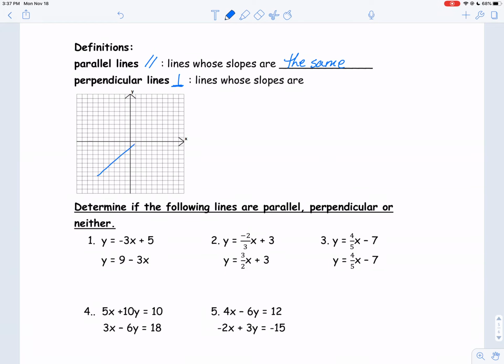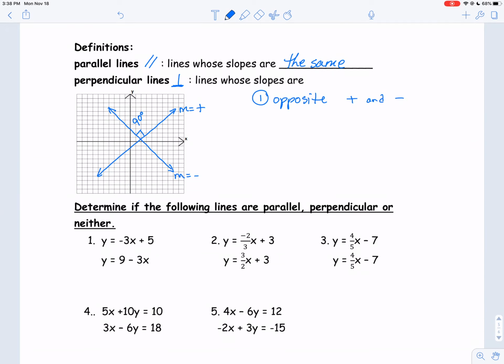If I had, here's one line. Now I'm going to try and draw a perpendicular line. There's a perpendicular line. Perpendicular just means that it's 90 degrees. Okay, so notice that this slope is a positive slope, and this one is a negative slope. So the first thing we know about perpendicular lines is that their slopes are opposites. So one is positive and one is negative.